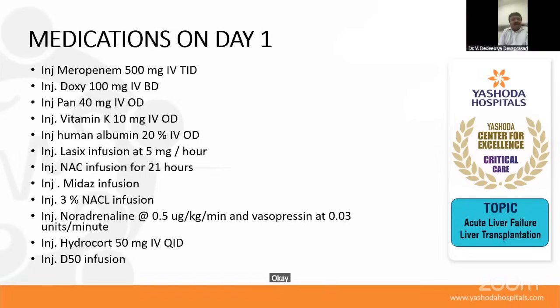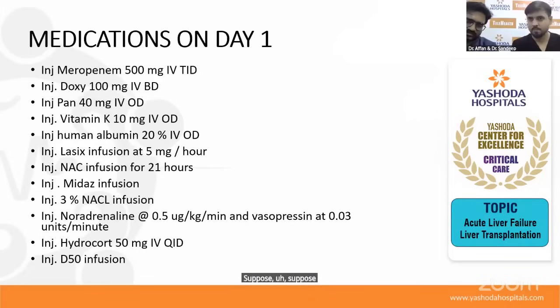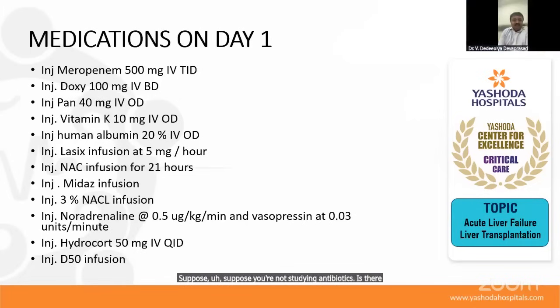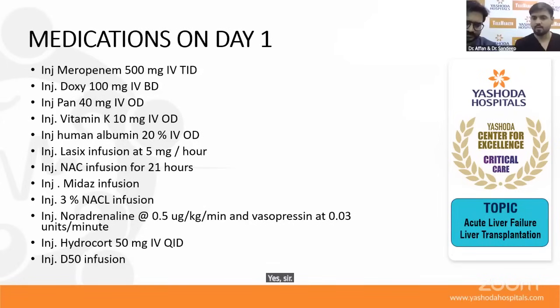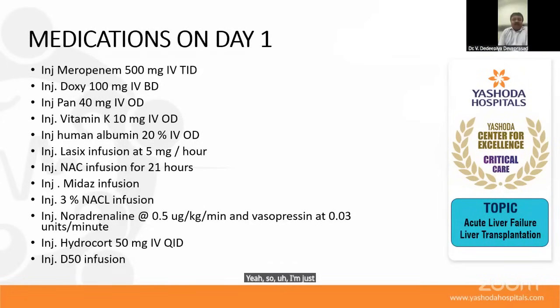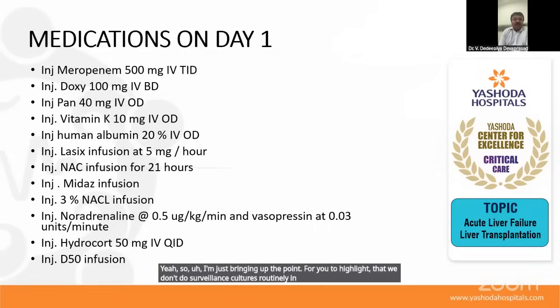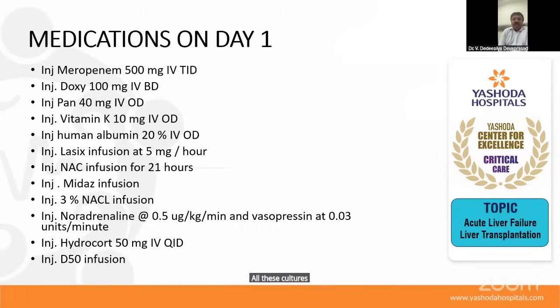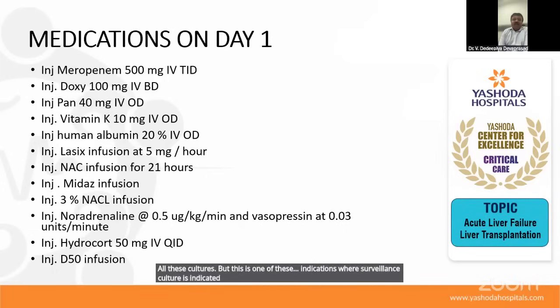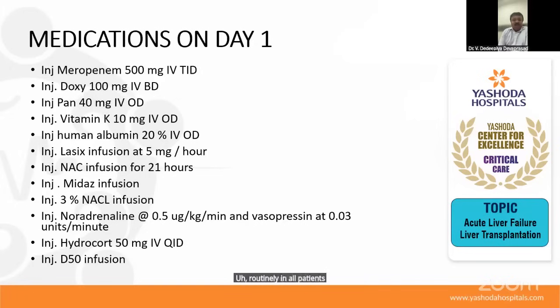Okay. Is there any role of surveillance cultures in these patients? Suppose you're not starting antibiotics. Is there a role of surveillance cultures? Yes, sir. So I'm just bringing out the point for you to highlight that we don't do surveillance cultures routinely in our ICU. In the vast majority of patients, we don't do them, and it's discouraged that you do all these cultures. But this is one of the indications where surveillance culture is indicated, and prophylactic antibiotic is not indicated routinely in all patients. Of course, you did tell us where it is indicated, but otherwise it's not routinely indicated.